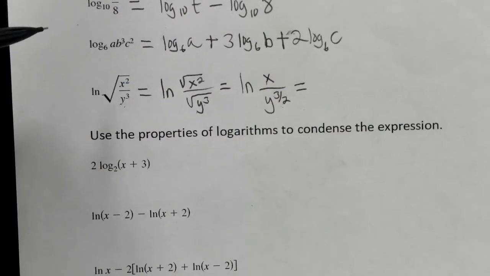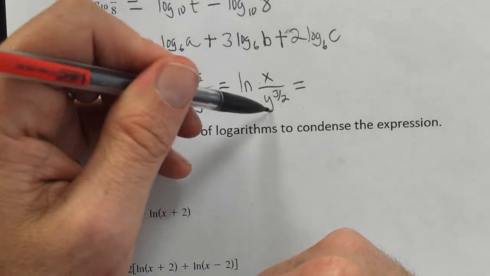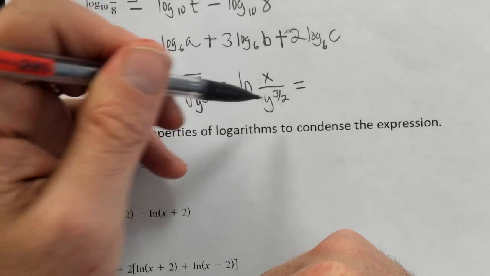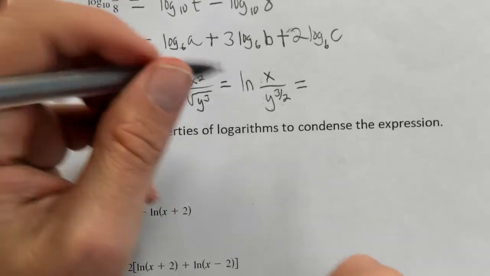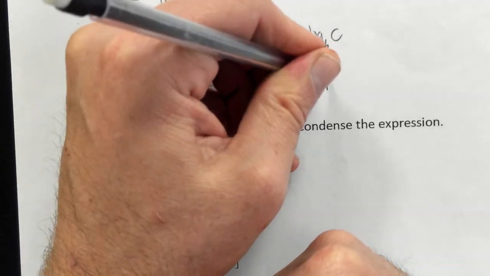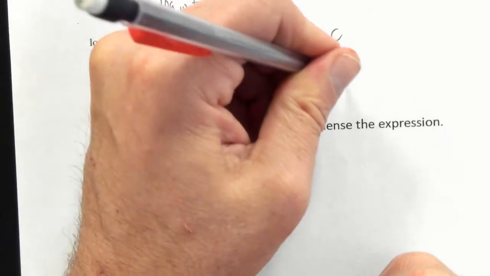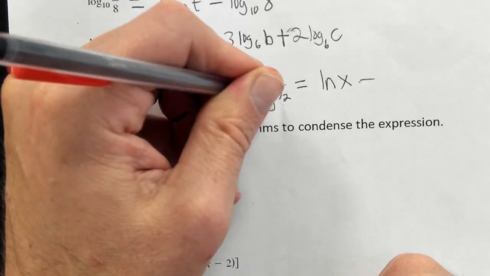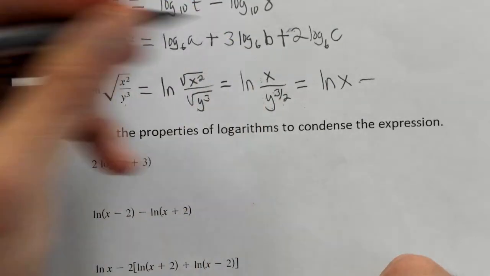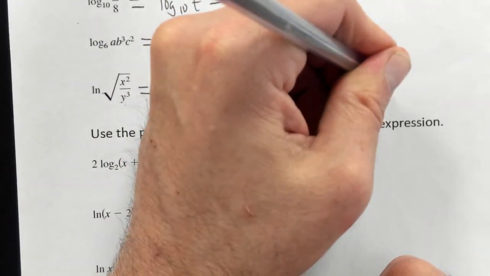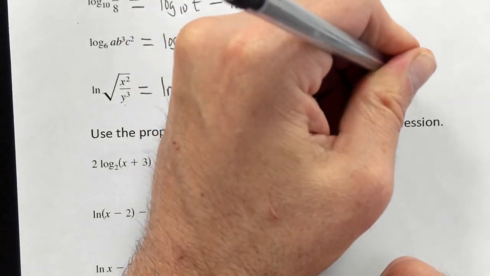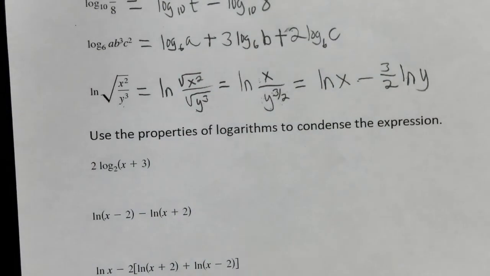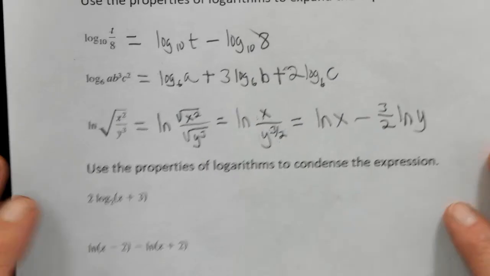Okay, and one more step. I can now use the product rule, or excuse me, the quotient property, and I can use the power property. So now I can expand this out into the natural log of x minus, because it's division, I can take this exponent out front, 3 over 2 natural log of y. All right? So I'm just using these properties to expand out these expressions.